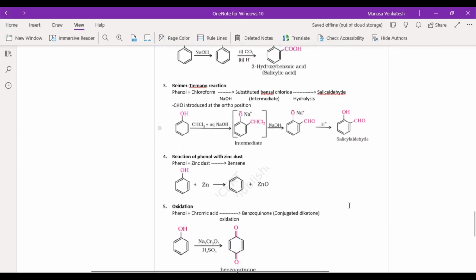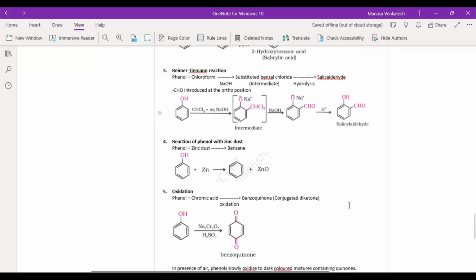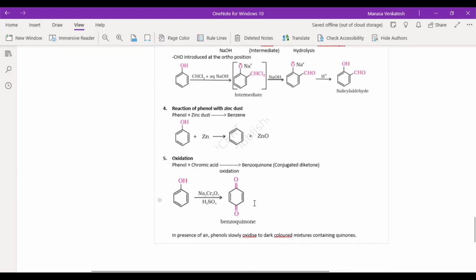The next one, the fourth reaction: phenol is reacting with zinc dust. When phenol reacts with zinc dust, it gives us benzene plus zinc oxide. Oxidation of phenol: it undergoes oxidation in the presence of chromic acid to give us benzoquinone, which is a conjugated diketone. So basically, it's undergoing oxidation to give us two double-bonded O at the para position compared to OH, and the double bonds are shifted to make sure that the carbon atoms have just 4 bonds each. In the presence of air, phenols actually undergo oxidation to give dark colored mixtures containing quinones.